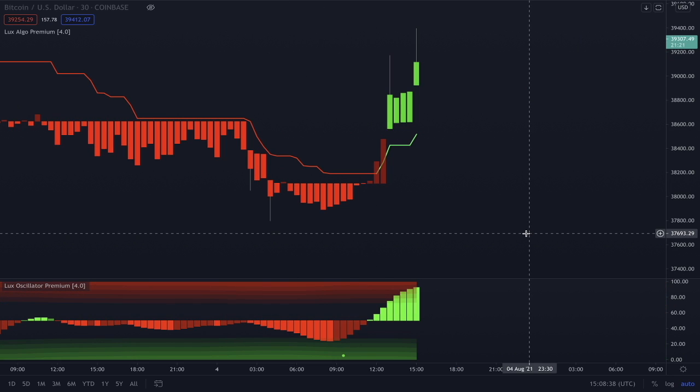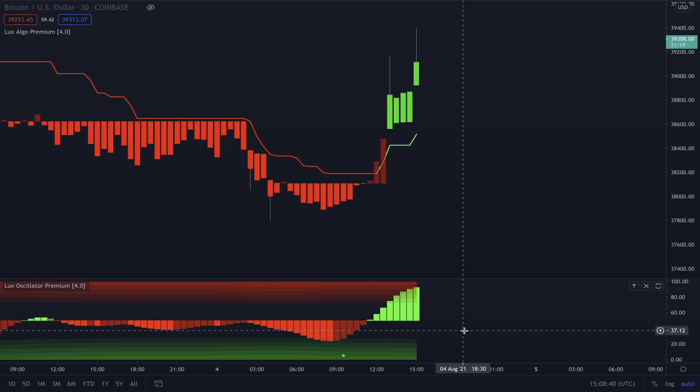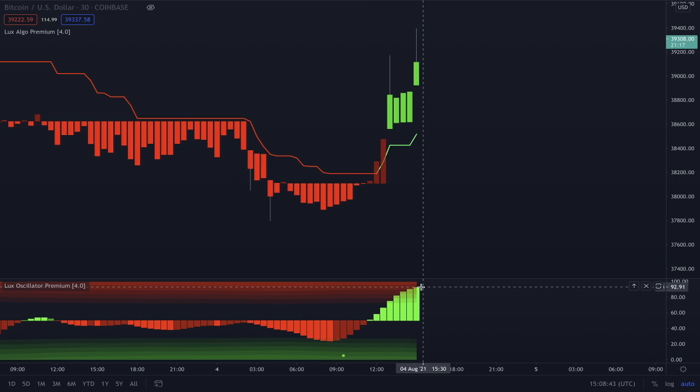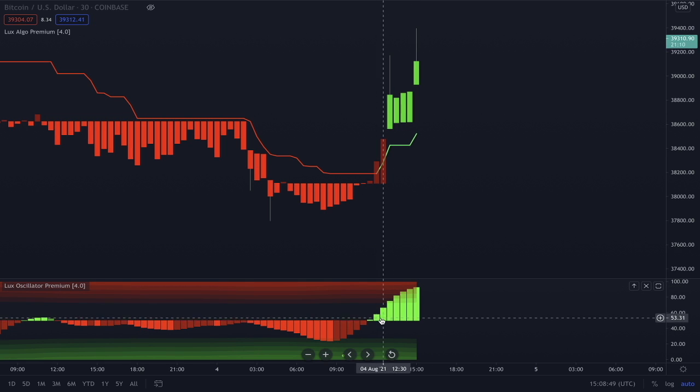You'll also notice the classic oscillator has dots on it. These dots are greater identification of potential reversals. A dot appears when the histogram exits a dynamic overbought or oversold level.